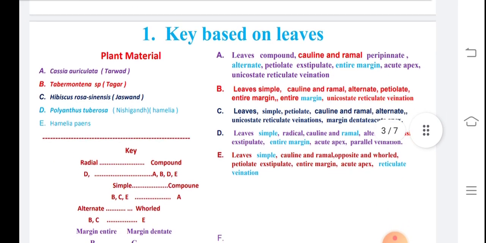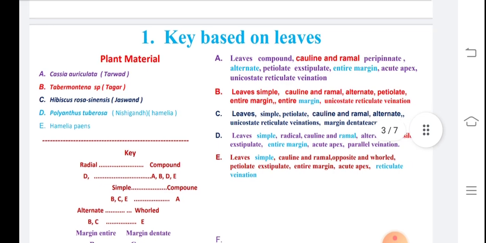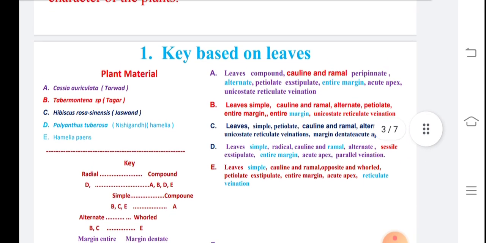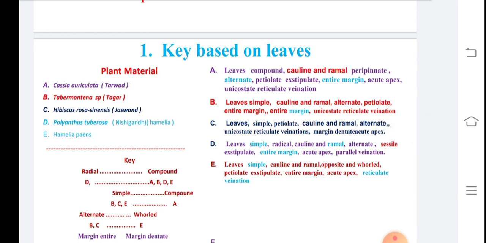Now the first example, the key based on the leaves. We are going to see the demonstration. I have selected 5 examples for our study: Cassia auriculata, in Marathi Tarwad; Tabernaemontana, Tagar; Hibiscus rosa-sinensis, Jaswand; Polianthes tuberosa, Nishigandha; and Hamelia patens.